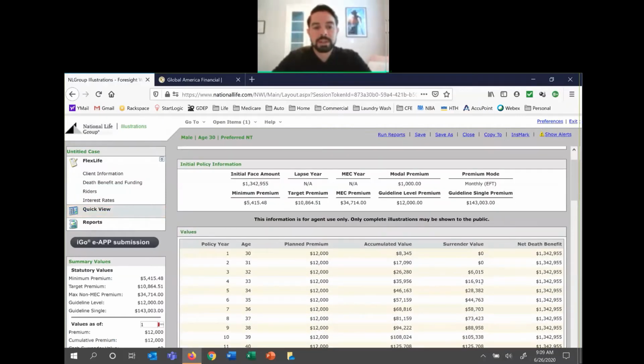We can see here that the policy will begin at a $1.3 million death benefit. You can see the protection is there for the family, which is a good thing, right? You want to protect the family in case something happens to the breadwinner.